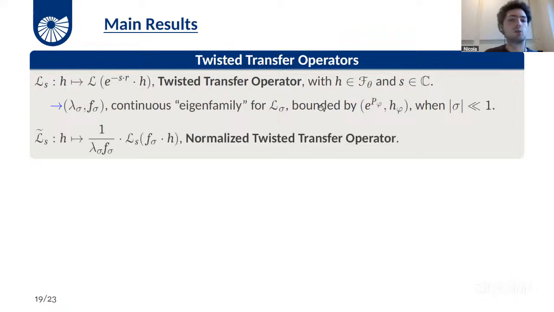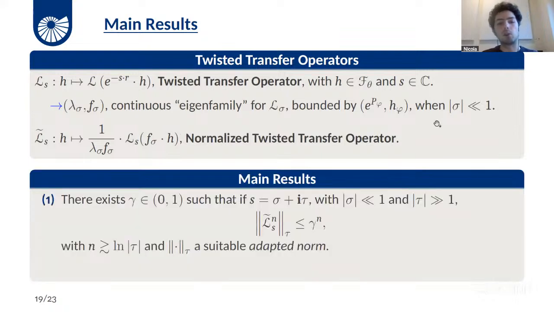Then we proceed to normalize this operator for better computations, and our main result is the following. Basically, we have a contraction result on a suitable adapted norm of the iterations of the operator. This norm is adapted because, for simplicity, it depends on the imaginary part of s.